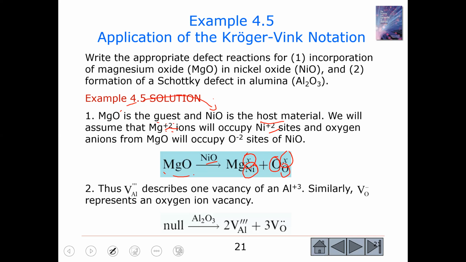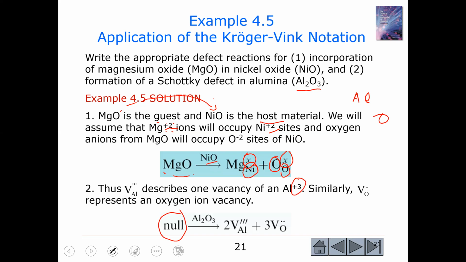For 2, a Schottky defect means an ion pair is missing. Since we're talking about alumina, one aluminum atom is missing and one oxygen atom is missing. So null means vacancy, right? So a vacancy has been produced in alumina. Aluminum is Al+3.